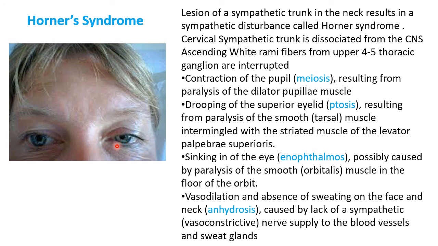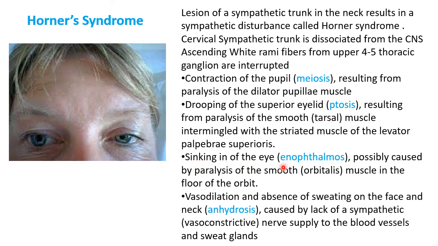So now the pupil does not respond to darkness or terror. When you enter into a dark region or when there is terror, the pupil tends to dilate, so this response is lost. There is drooping of the superior eyelid. This is known as ptosis, which results because the tarsal muscles are now paralyzed, as well as the part of the levator palpebrae superioris, which was getting the sympathetic innervation. So again, there is drooping of the superior eyelid, and this is known as ptosis.